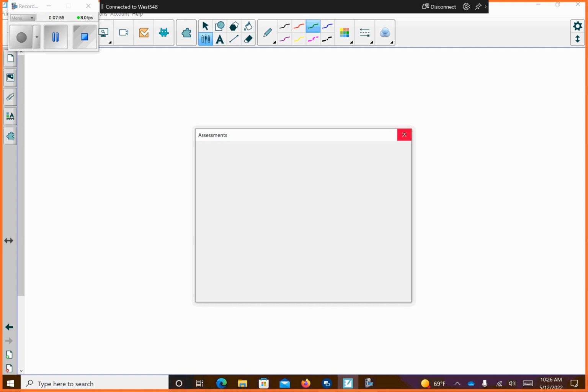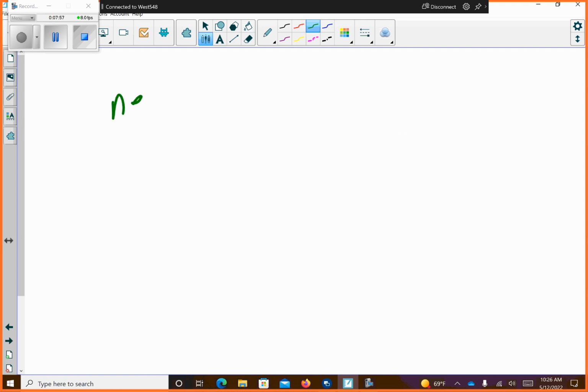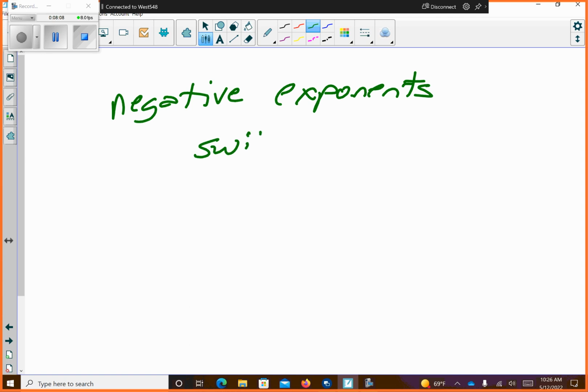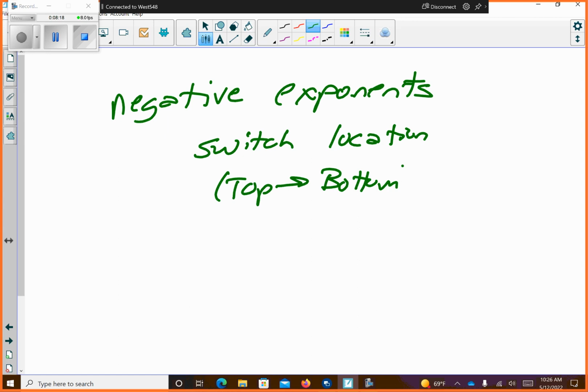when we have a negative exponent. Negative exponents, they want to switch location. So they want to go top to bottom, or they want to go bottom to top. Okay? Those are really your only choices. Okay? So let's think about a negative exponent.